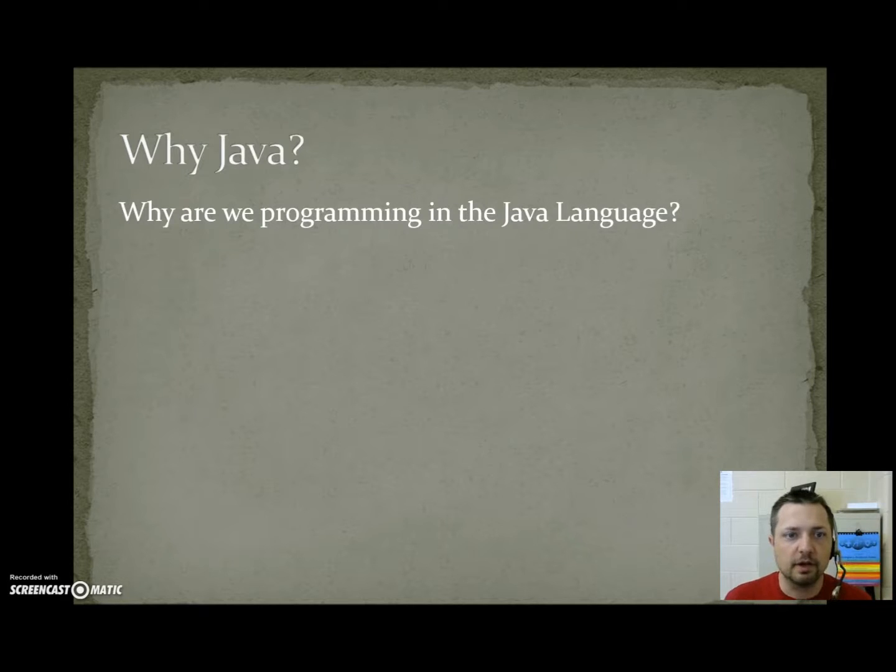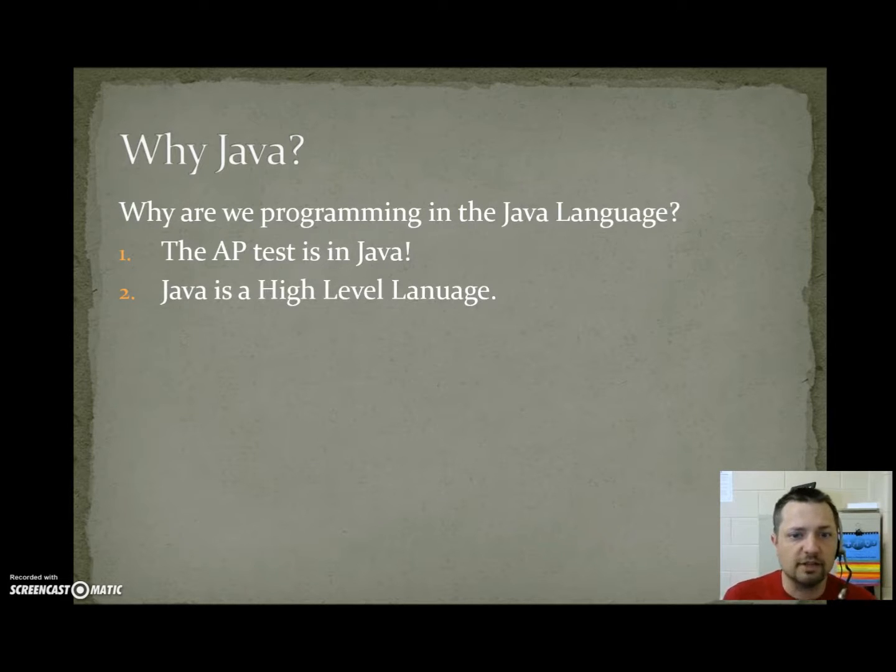Why are we programming in the Java language? The AP test is in Java. That's the number one reason we're programming in Java. Java is a high-level language. That means it's an easier programming language for the user. So it may be a little bit slower, but it's an easier learning language.